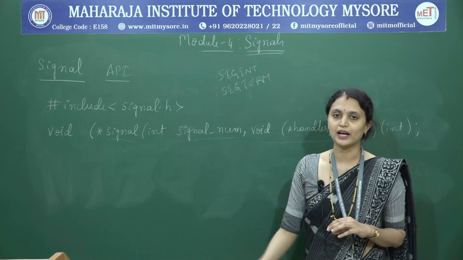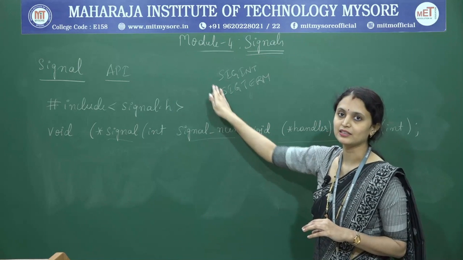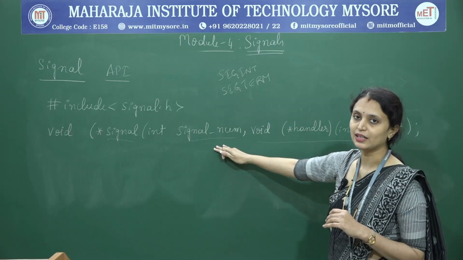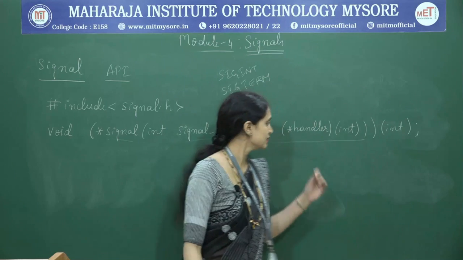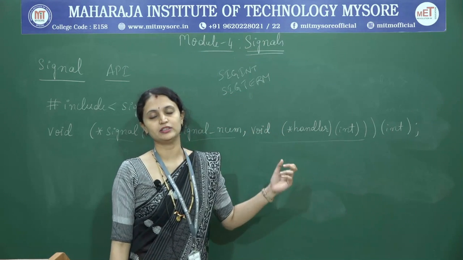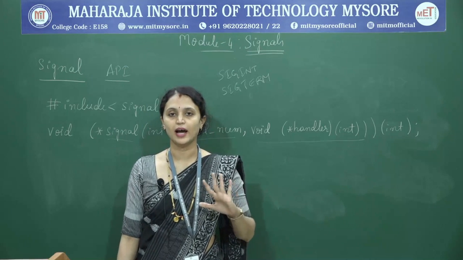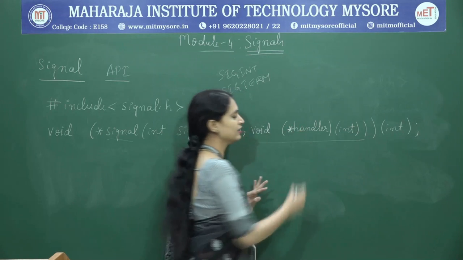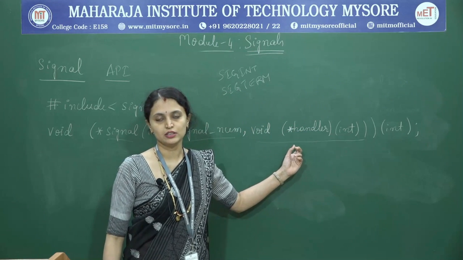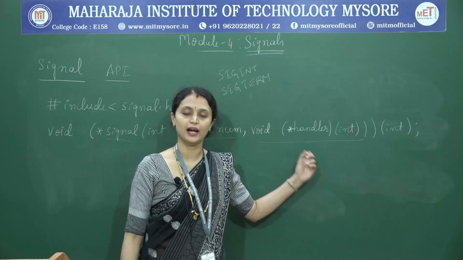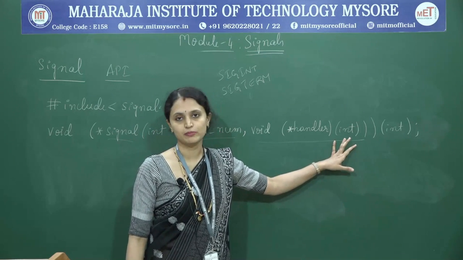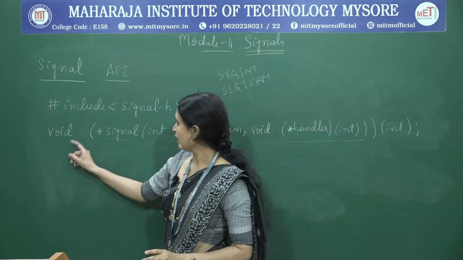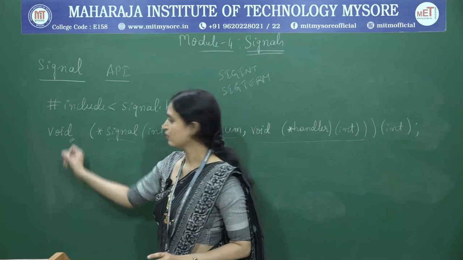So just in the previous topic I have discussed these signals. These are nothing but integer flags. This is the first argument, that is the signal number. And the second argument is a function pointer to the user defined signal handler. That's why I am making use of star here. It takes an integer as a formal argument, so that's why we are mentioning it as an integer. The return type of this signal API is void.